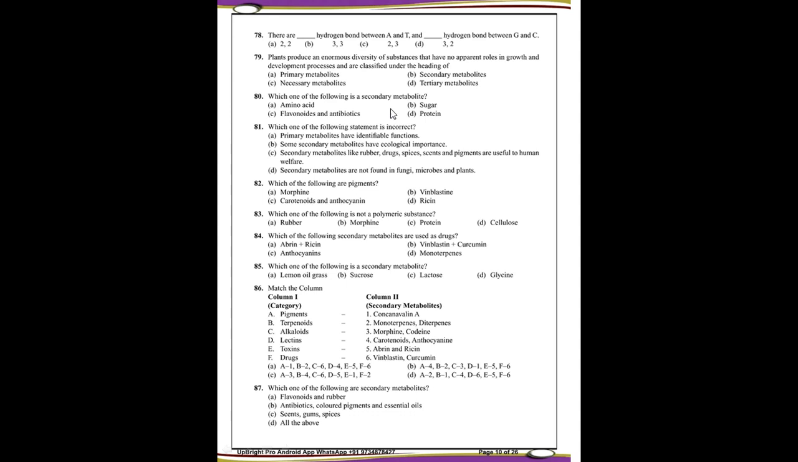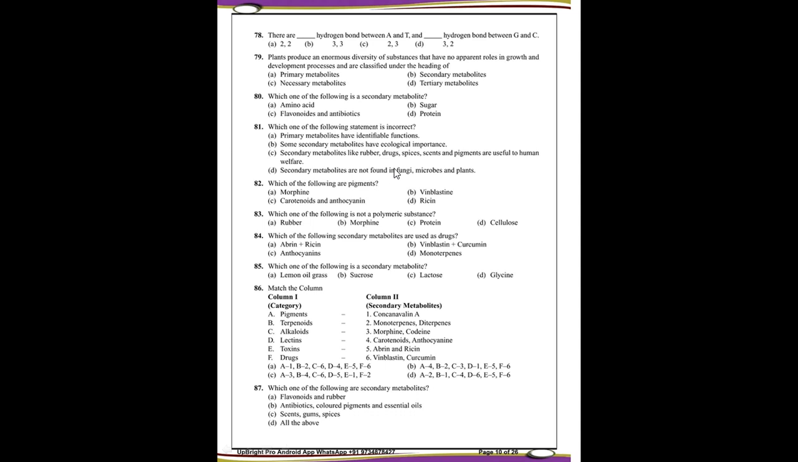They are referred to as primary metabolites. Which one of the following statements is correct? Primary metabolites have identifiable functions. True. It's incorrect. Okay. Some secondary metabolites have ecological importance. Well, it's true. Secondary metabolites are useful to plants. It's true. Secondary metabolites are not found in phosphorus. So the answer is D. 81. The answer is D. 82.